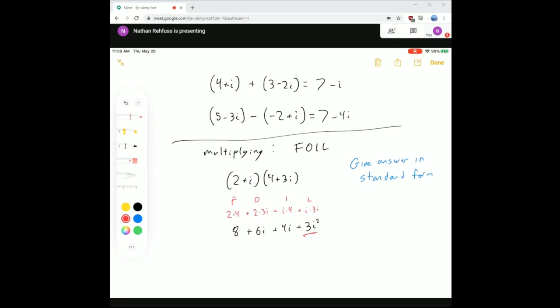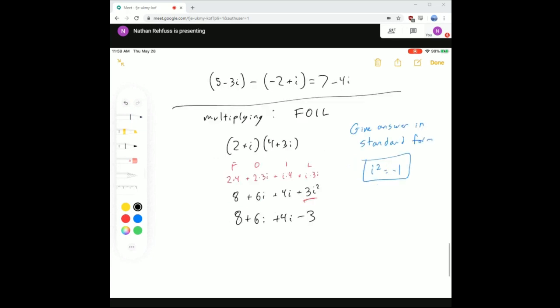3i squared. Thing is, once again, everything comes back to the definition. i squared is -1. So this is the same as 8 plus 6i plus 4i. What's 3 times -1? -3. Now I can combine like terms and say 8 minus 3 is 5, 6i plus 4i is 10i, and that's our final.